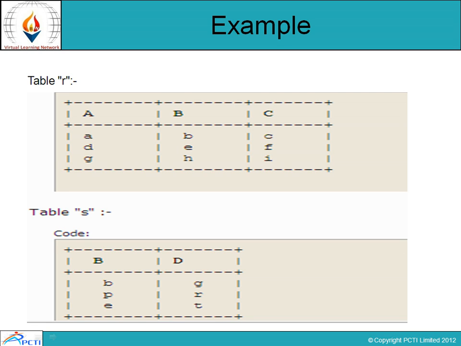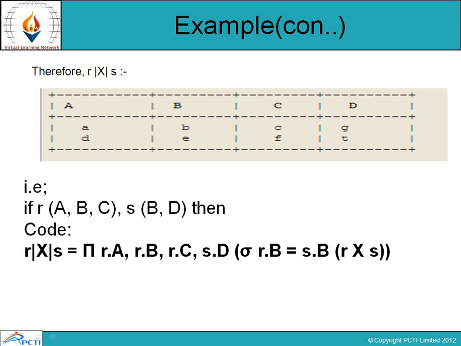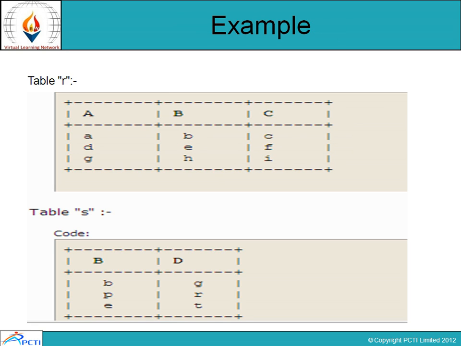Here is an example of natural join. Take the relation R with columns A, B and C, and as well as the table S with columns B and D. Now this is the representation of the join of both tables R and S. It joins the tables on the same column, which is the B column in both. How does it join those tables? It sees what is common in both: B and E. In table R, in the B column you have three values, B, E, H, and in table S, in the B column the values are B, P and E.